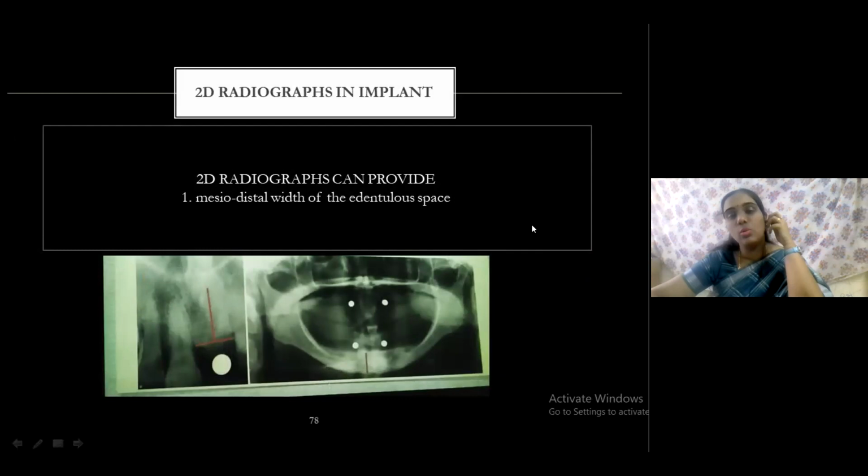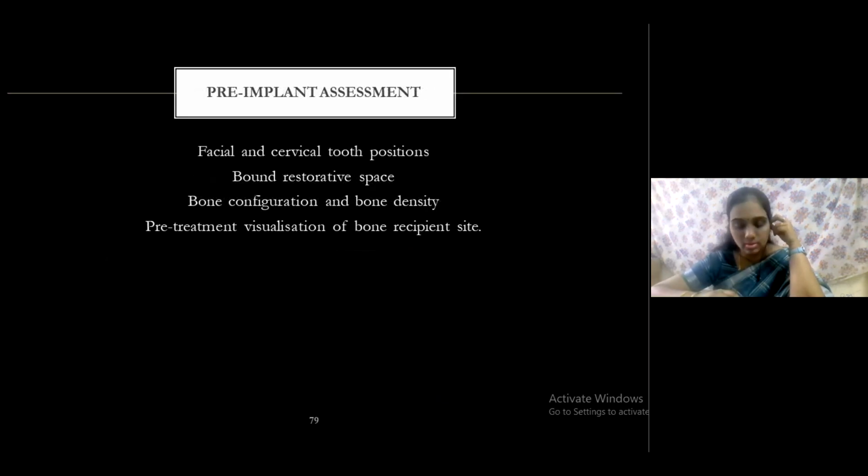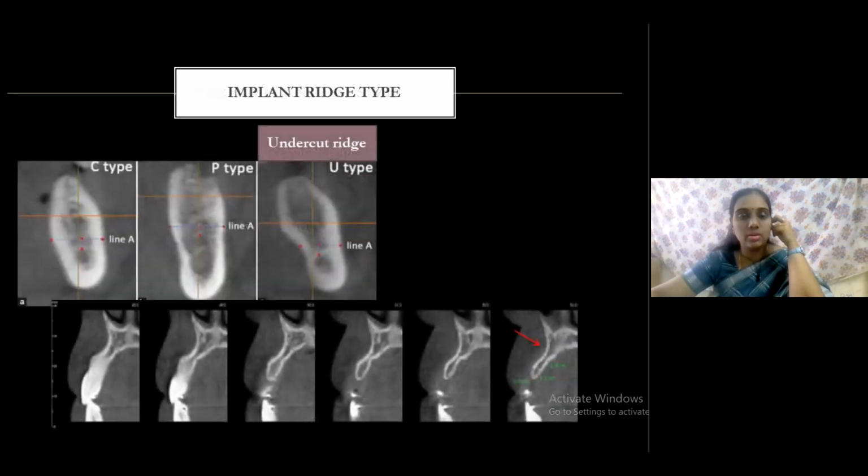So what will a 2D radiograph give in case of implants? Yes, of course, 2D radiographs will provide you with some information about the height and the mesiodistal width of the edentulous site. Yes, you can make that out, but is that enough? No, actually, it is not enough to place an implant with a 2D radiograph. It will give you the mesiodistal width and the height, but the buccolingual width you have to determine with the help of 3D radiology.